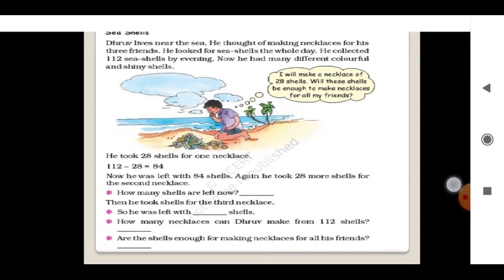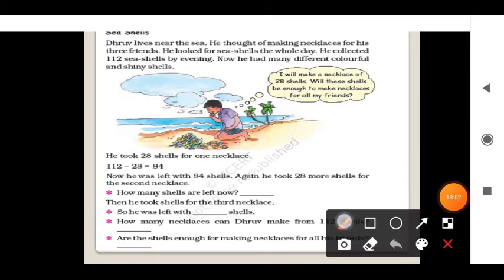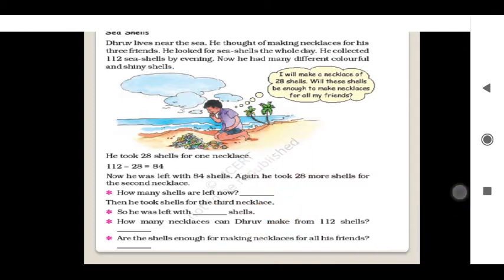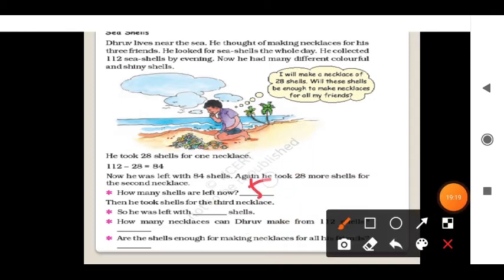Again, he takes 28 more shells for the second necklace. For the second necklace, what did he do? He has 84 shells, so minus 28. Again, 28 shells he took. So 14 minus 8 is how much? 6. Here 7 minus 2 is 5. So 56. So totally how many shells is he left with? He was left with 56 shells.